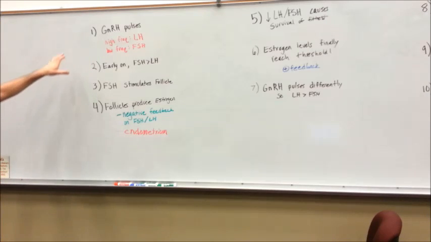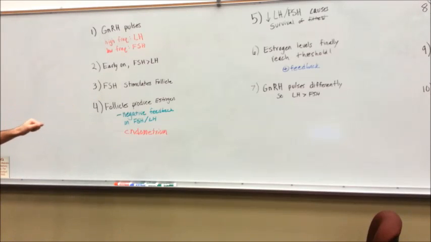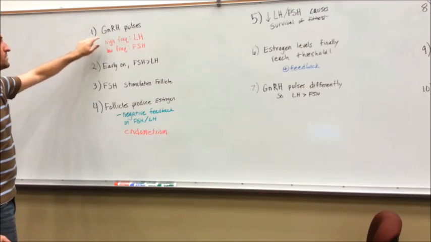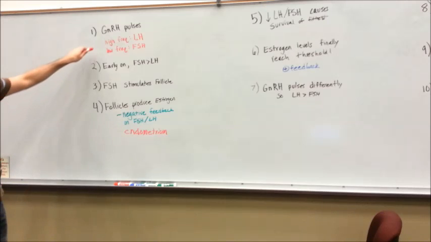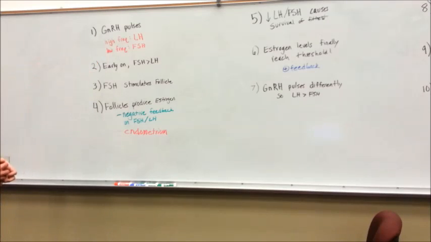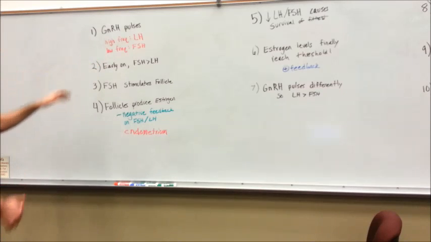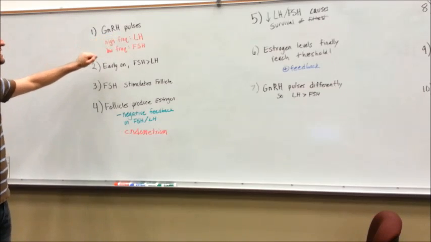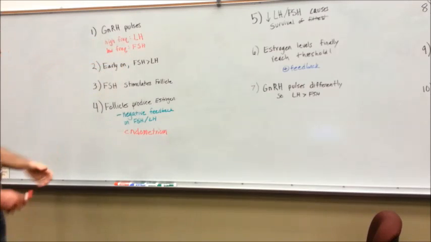So we're going to start in the very beginning. Assuming we just shed the endometrial layer, now we're going to start over. So what happens? Well, we have the gonadotropin-releasing hormone, which is going to pulse, and if you want, you can remember this: high-frequency pulses give LH, low-frequency pulses give FSH. Just realize that the GnRH pulses can determine whether more LH or more FSH is going to be produced.